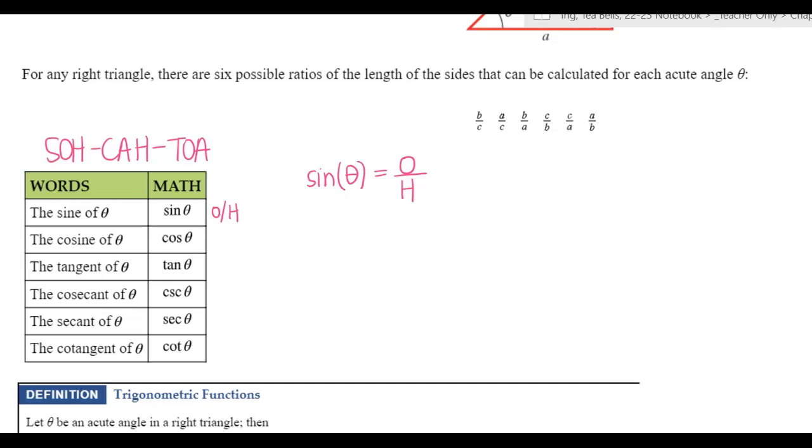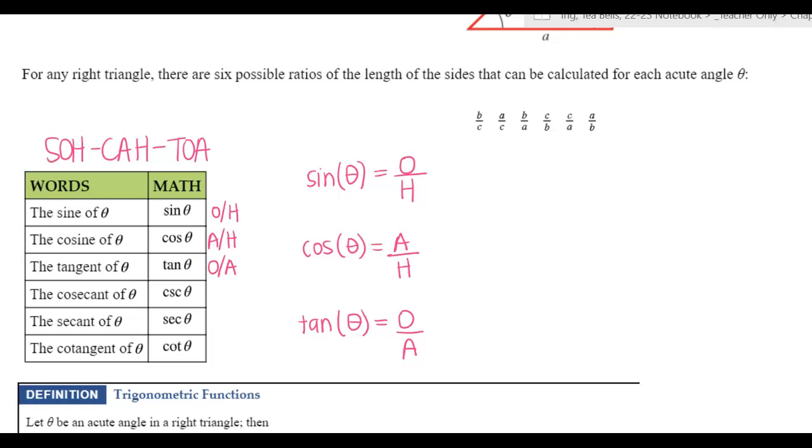Next we had C for cosine. That was AH, so adjacent over hypotenuse. So if we stick with the theme of our theta, that would be adjacent over hypotenuse. Tangent is what T stood for. That was opposite over adjacent. So we would write this as tangent of our angle, still sticking with theta, is opposite over adjacent.